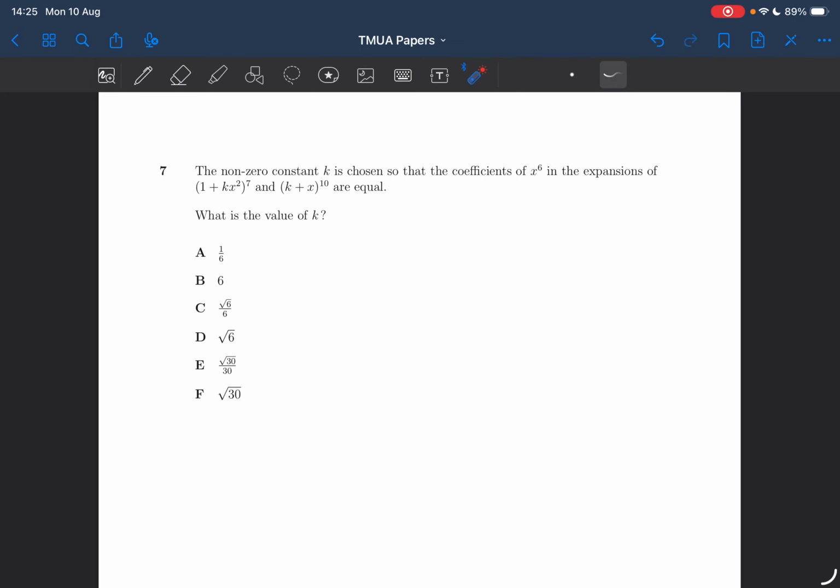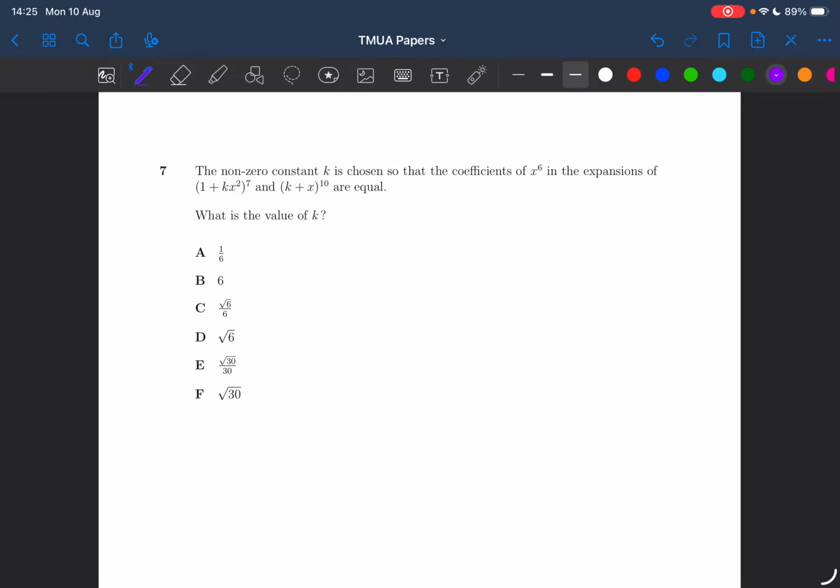The non-zero constant k is chosen so that the coefficients of x to the 6 in these expansions are equal. What's the value of k? Okay, so it's going to be the third thing from there. Do you know what I mean? So we've got x squared inside. To make x to the 6, you need to have 3 of those combined together.